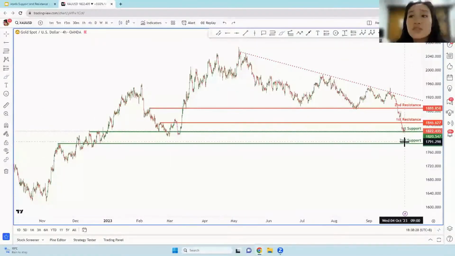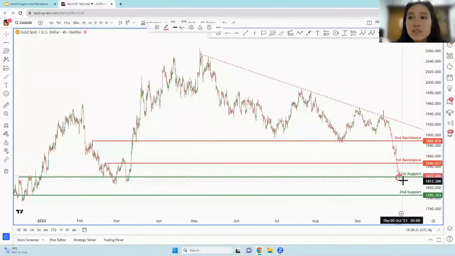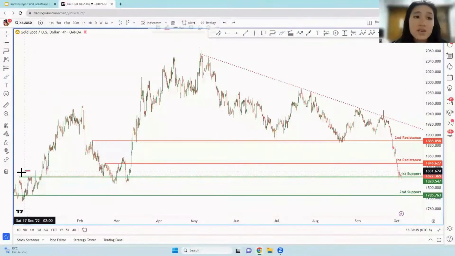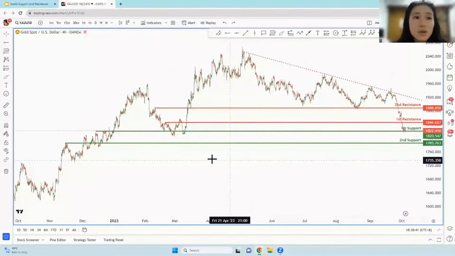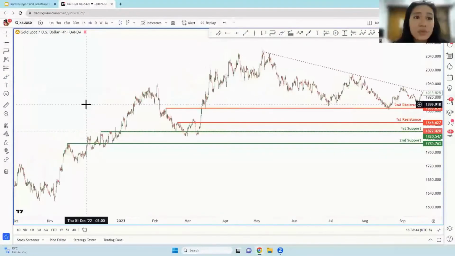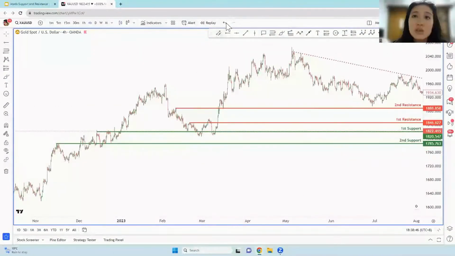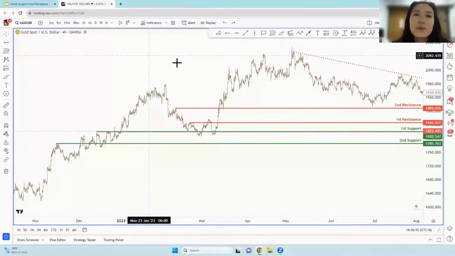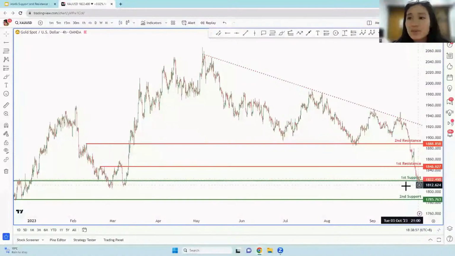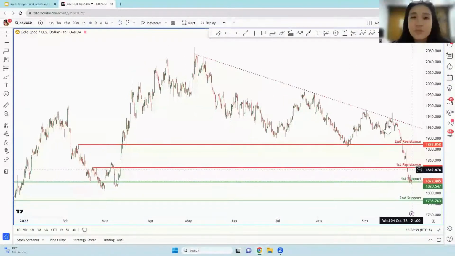Okay, first support is because it's the closest swing low to where price is currently at, and it also respects a couple of swing highs and lows. Second support, the reason why I put it there is because we have this swing high here and a couple of swing lows here as well. And it's also basically the closest level to my first support.